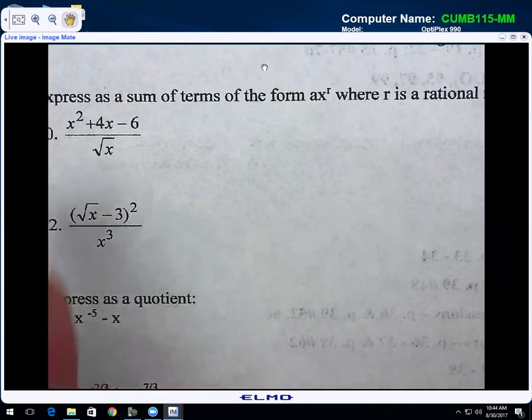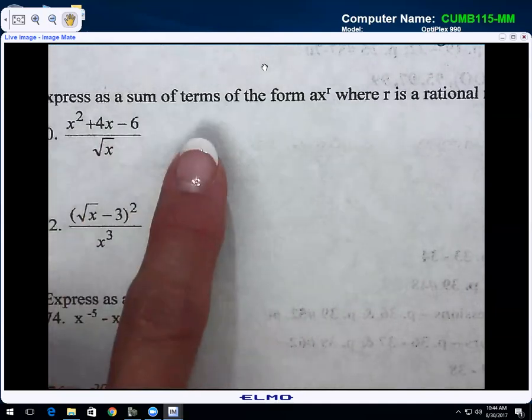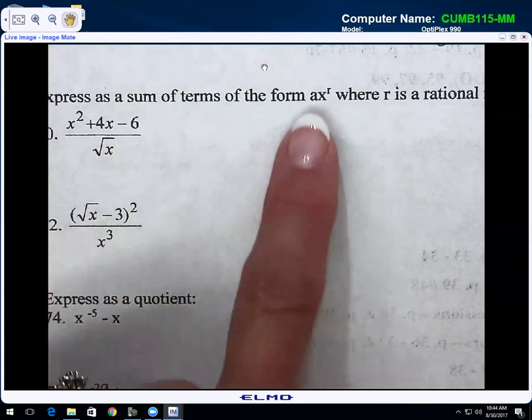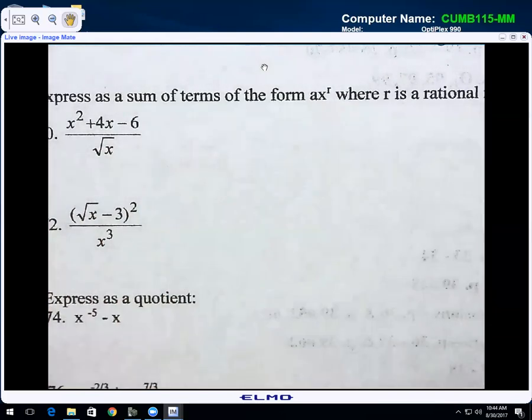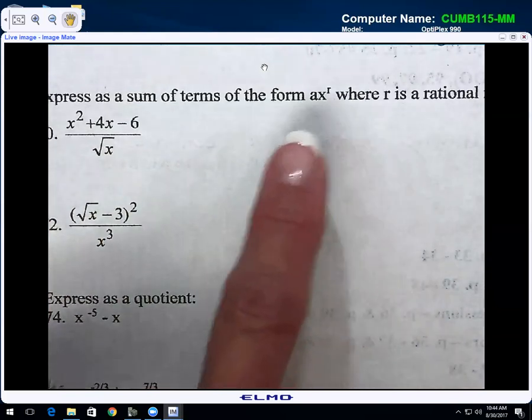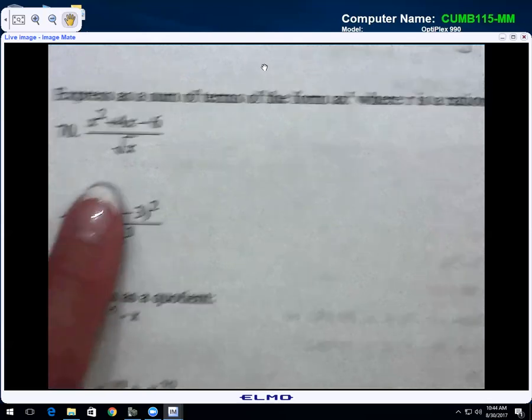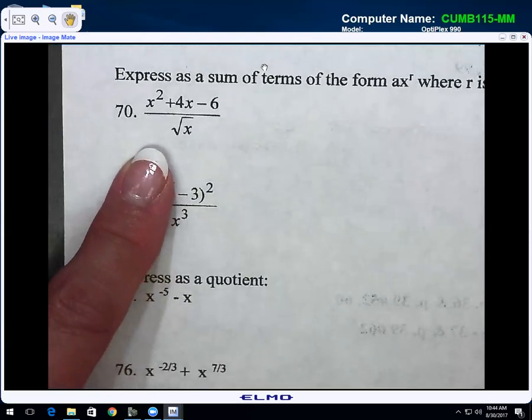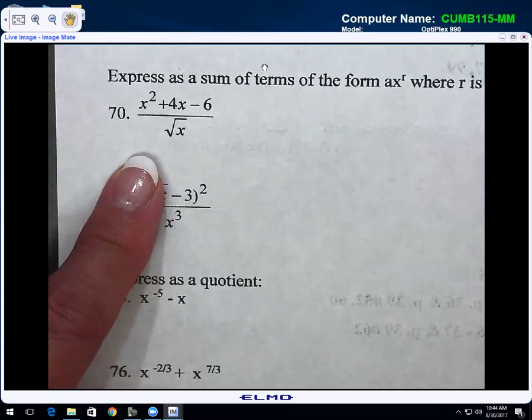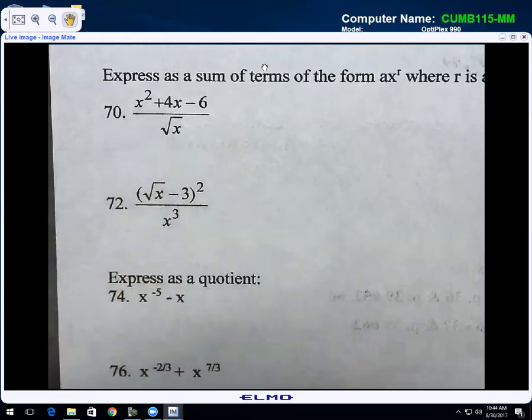I'm going to have to read that again just to figure out what it's saying. A sum of terms, each term is a number times x to a power, where the power has to be a rational number. I don't really know how to apply that to number 70. I'm thinking, how am I going to get that? Right now it's a quotient. It's something divided by something else. That's a quotient. How could I get it, instead of being a quotient, to be 3 separate terms?